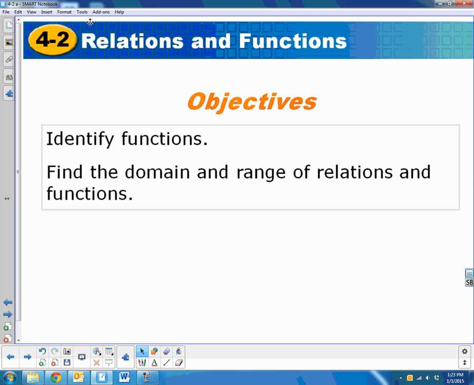We're going to do this in two different parts. We're not going to be identifying functions in this part. We're just going to be concentrating on domain and range and how to maybe represent these functions. Okay, so here we go.